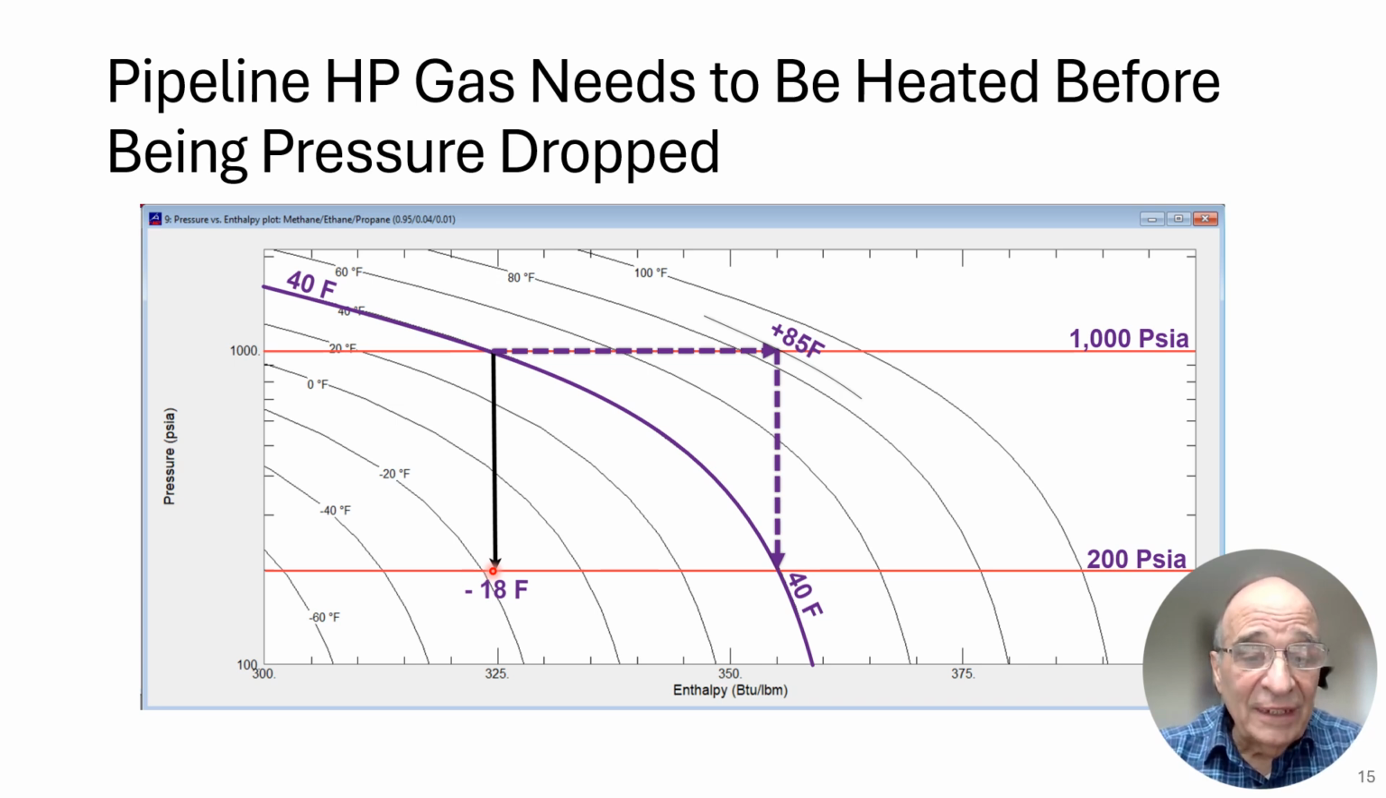And you don't want to heat up the gas after the drop down, because at this temperature, ice would already have formed. So what's typically done is gas at 40 degrees Fahrenheit and 1000 psi absolute is heated up to approximately 85 degrees Fahrenheit and then pressure dropped. And where does it end up? 40 degrees Fahrenheit. So this is the heating that needs to be done here, this heating before you go through the pressure drop valve.